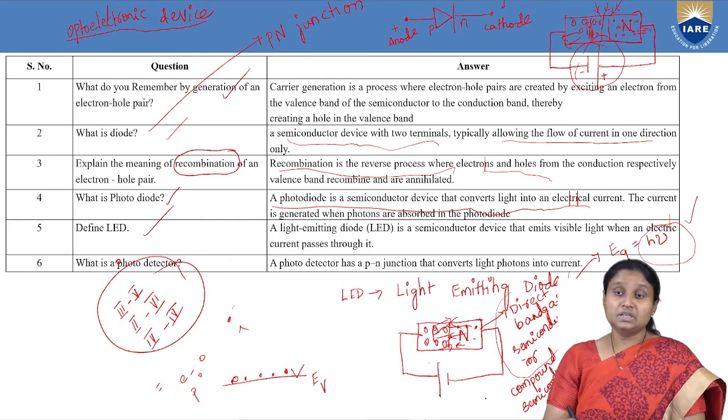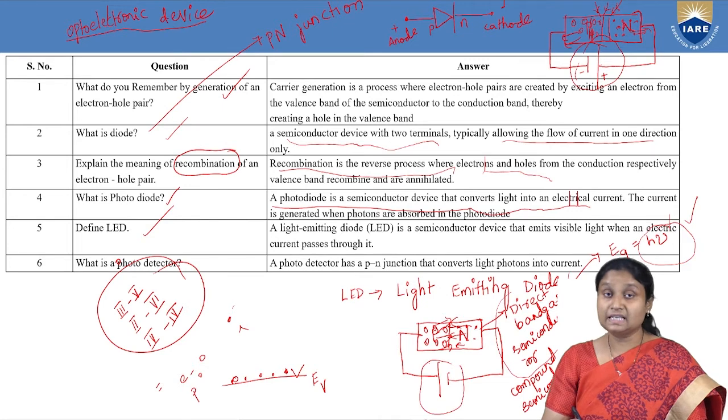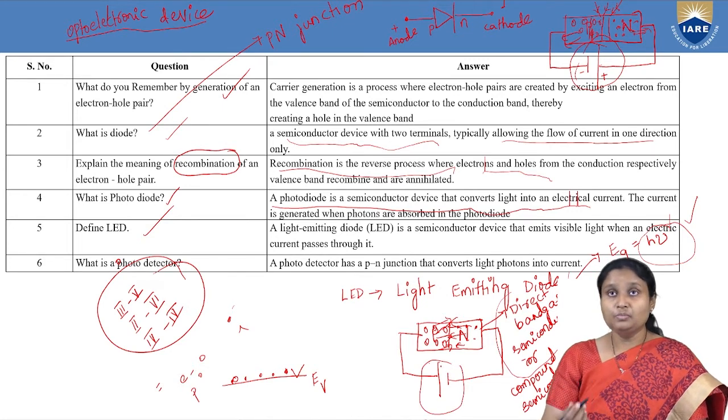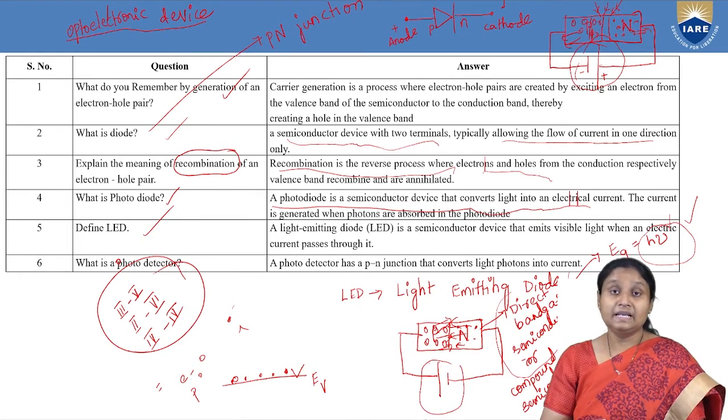So what is our input here? Our input is forward biasing, which is electrical energy. And what is the output we are getting? Our output energy is light energy, which is coming in the form of photons.